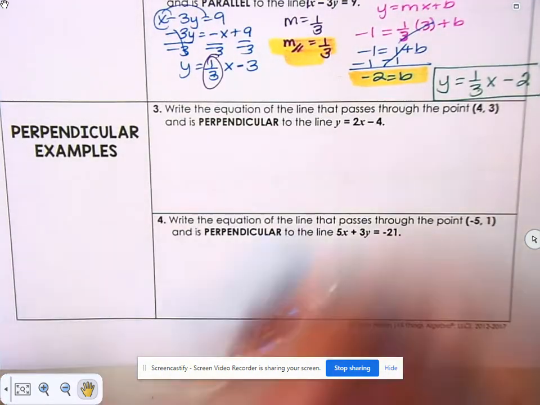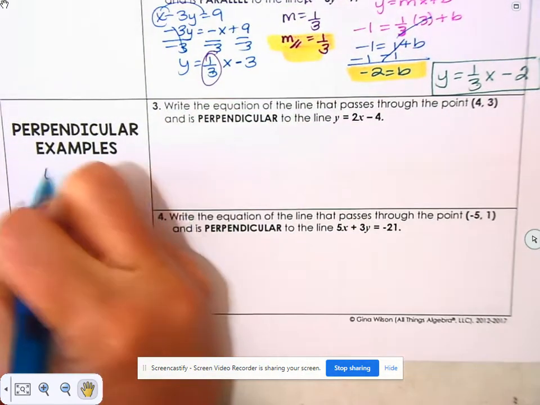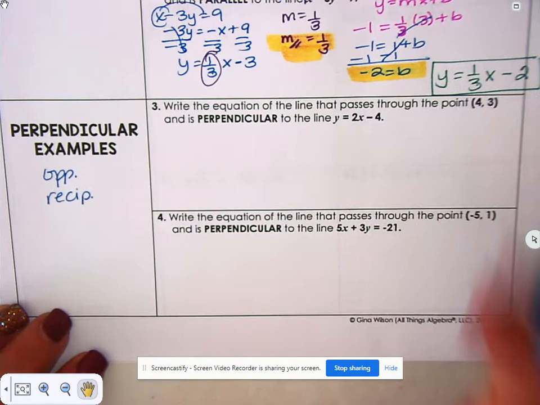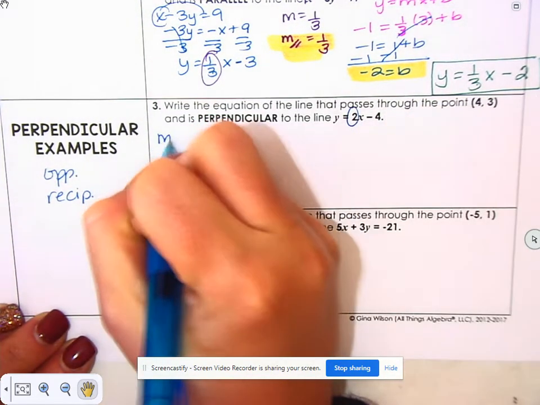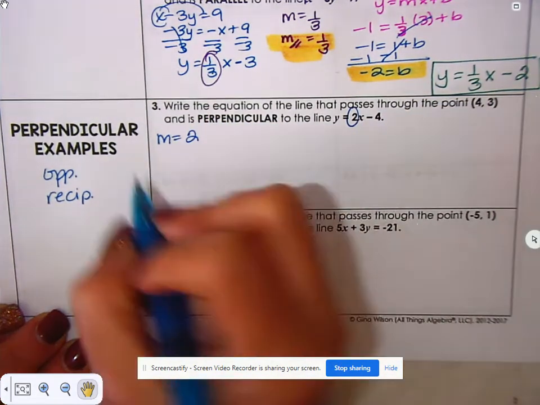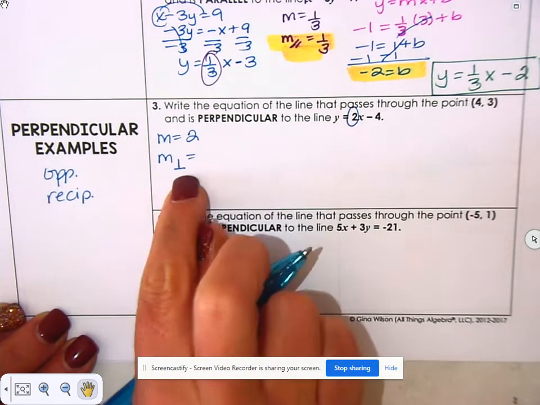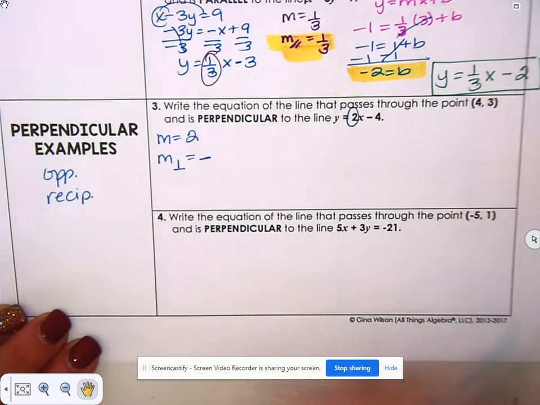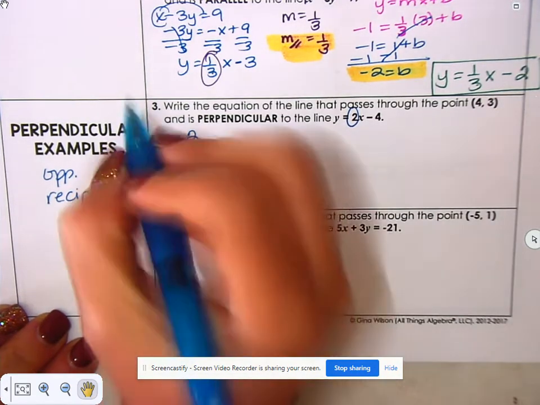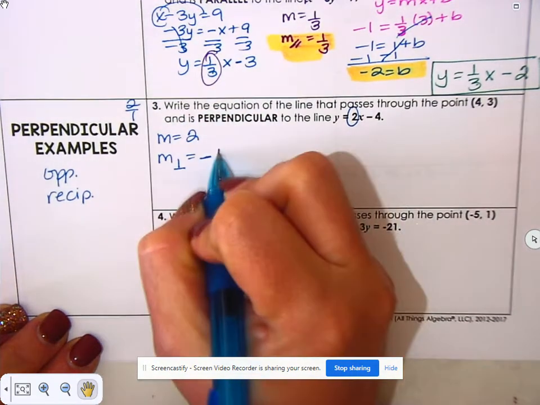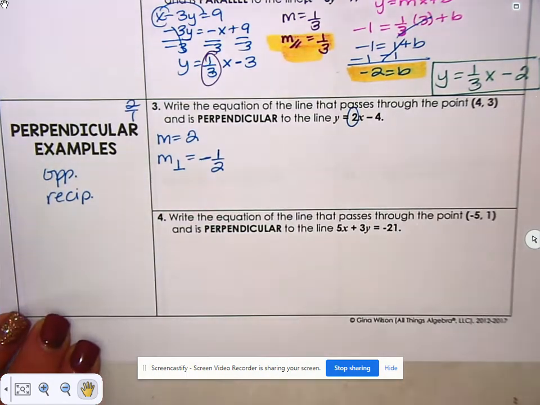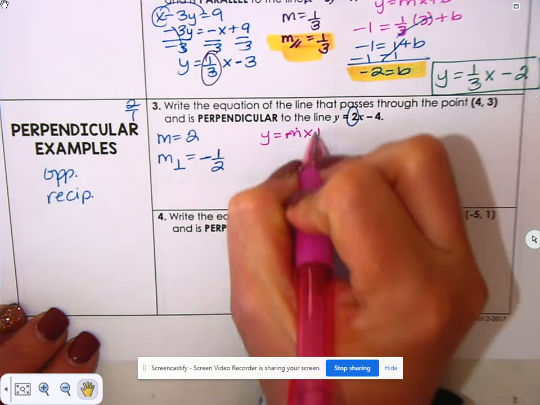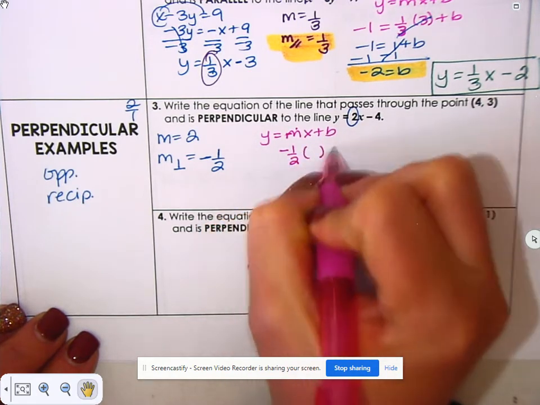Okay? All right, now examples 3 and 4 are perpendicular. So when I see this word perpendicular, remember you're automatically thinking opposite and reciprocal. Right now my slope is 2. So that's m perpendicular, that's our perpendicular symbol. For the opposite, it's going to be negative. 2 is the same thing as 2 over 1, so I'm going to flip it and it's going to be negative 1/2. So that's the slope that I'm going to use as my m right here.